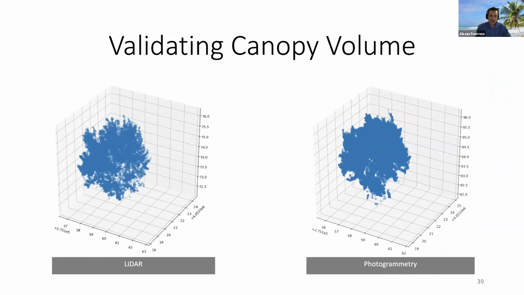So to do that, we created a 3D model for the same orchard with the most accurate measurement tool, which is LiDAR. So we have an aerial LiDAR platform that has up to 7 returns, so it can penetrate actually into the canopy and generate a very precise point cloud. We also created the point cloud with photogrammetry in the same day.